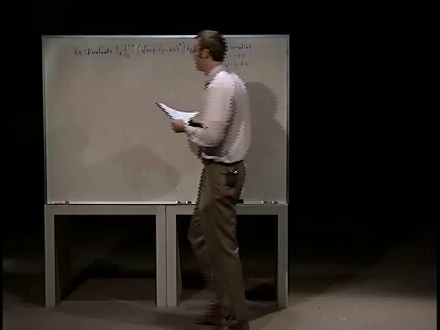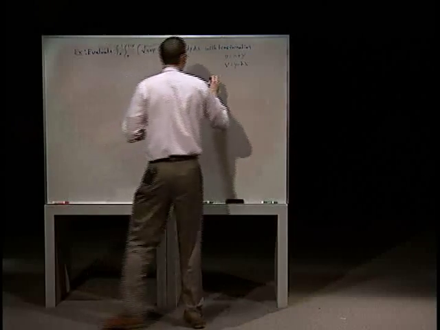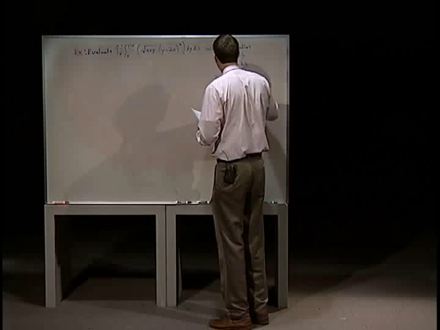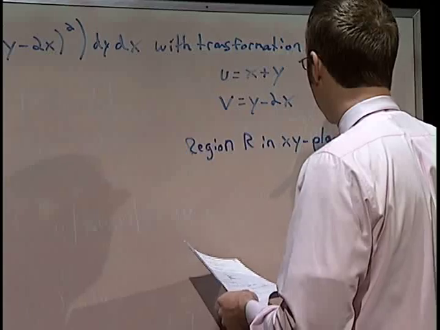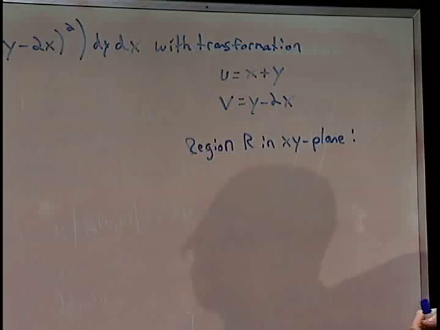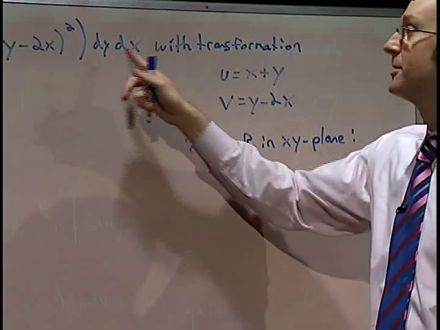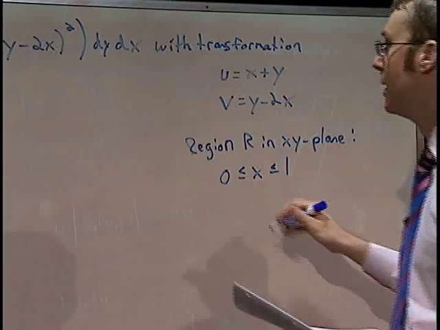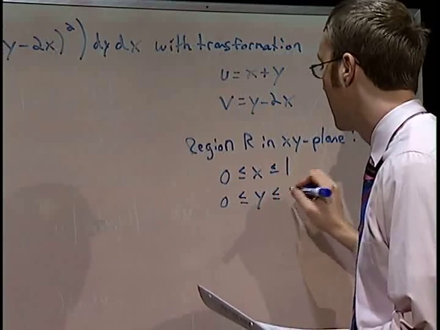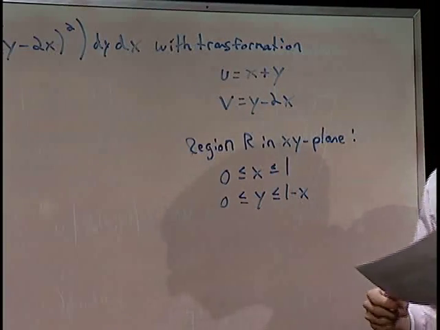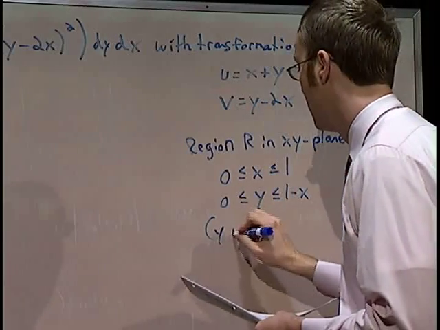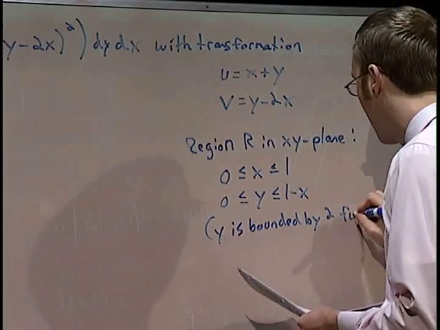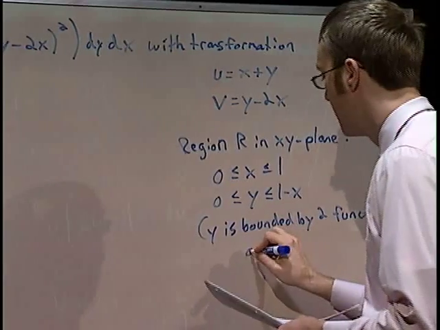All right, well, let's start. Let me start actually over here. So we want the region R in the xy plane. Well, so this is with respect to y first and respect to x second. So x is just bounded between 0 and 1. Right? Y is bounded between 0 and 1 minus x. Right? So in this case, y is bounded by 2 functions of x.